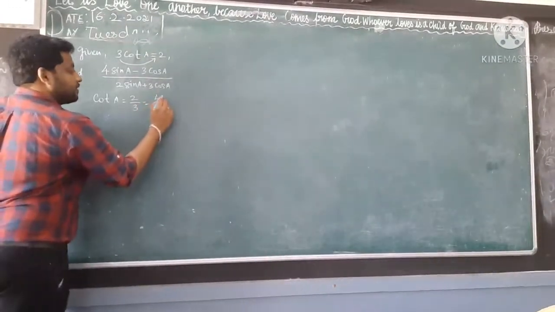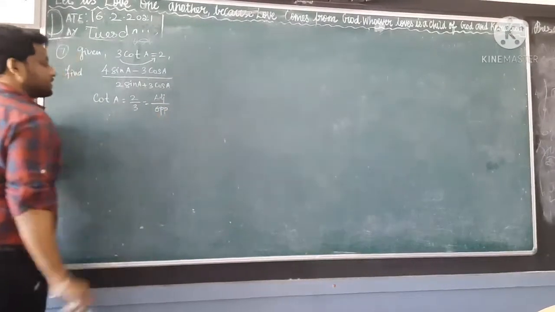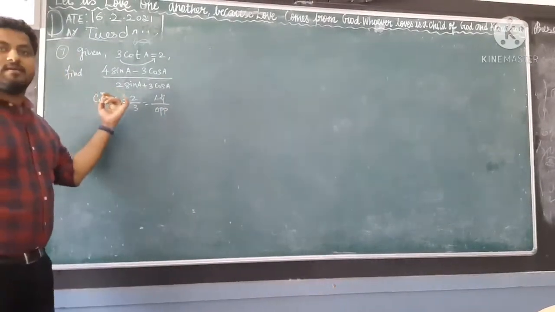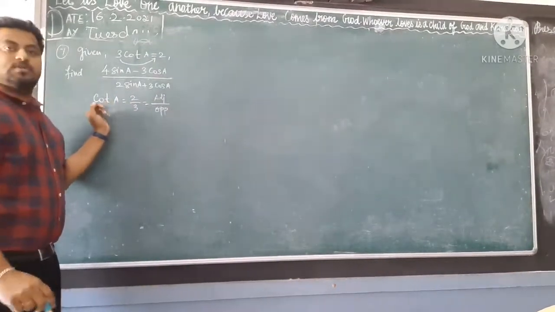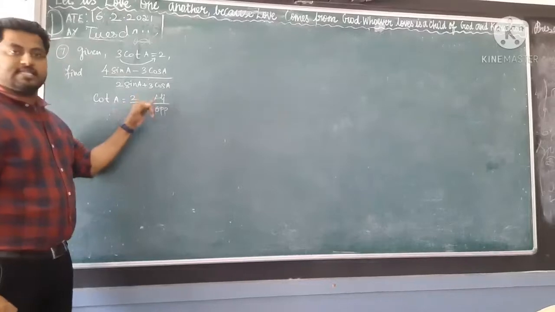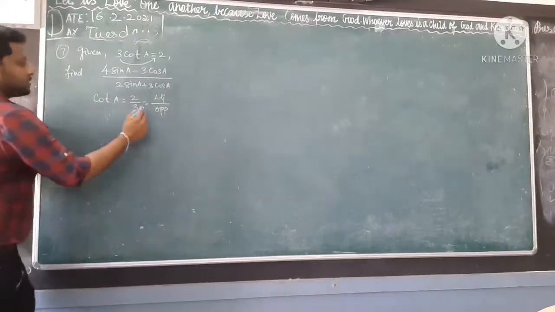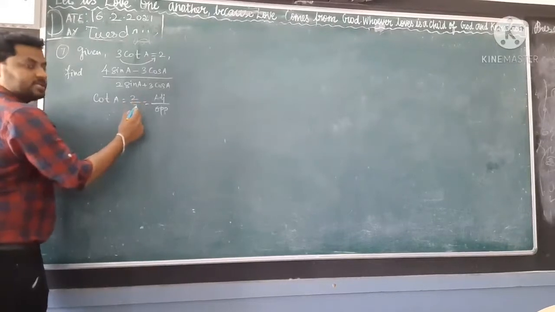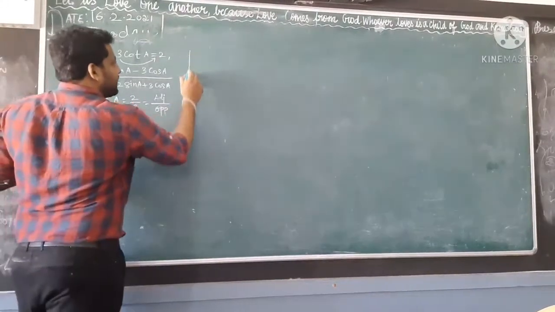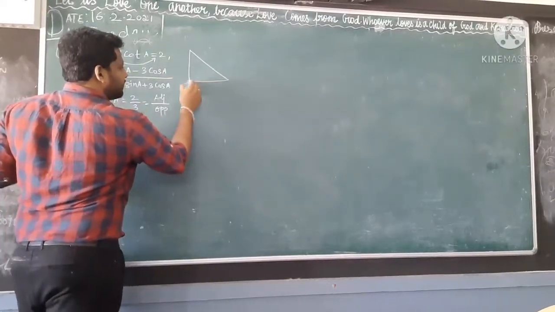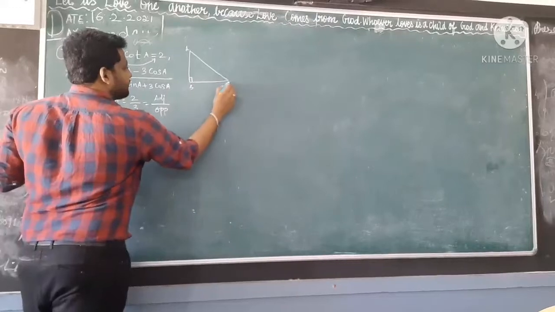Adjacent by opposite. Because cot is the reciprocal of tan. Tan theta is opposite by adjacent, so cot theta is equal to adjacent by opposite, the reciprocal of tan theta. From this we can write the adjacent value is 2 and the opposite value is 3. Imagine a right angle triangle ABC.